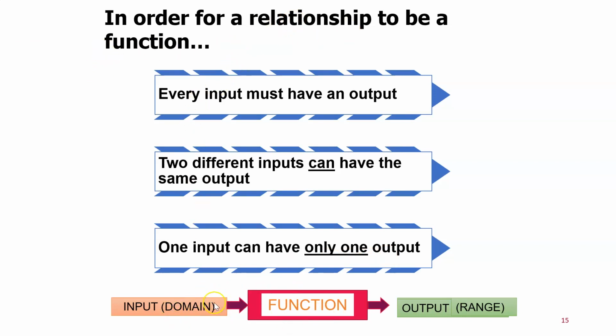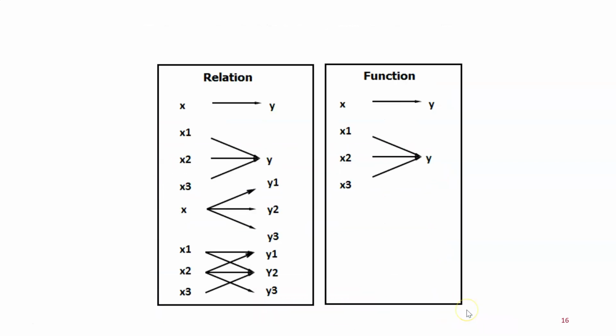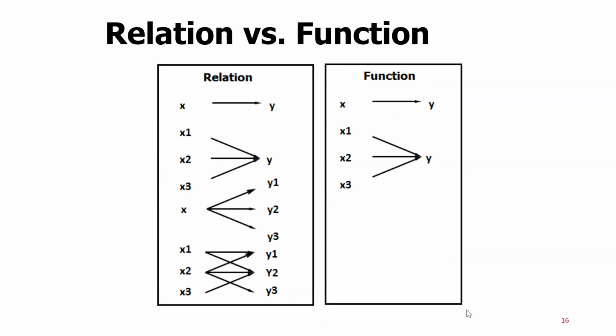Let's say over here you have input or your domain or your x values to become a function over here. So you will have an output which is the range. Okay. So this is the relation versus function. So you can see it clearly how relation looks like and how a function looks like.